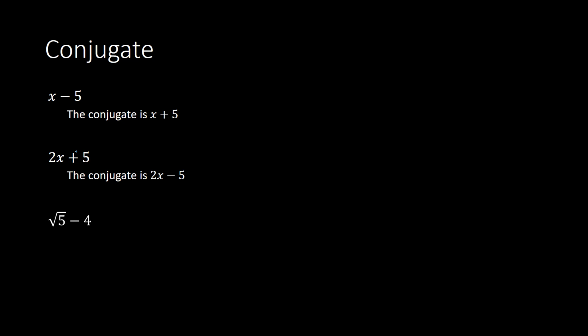So with radicals, if we had the square root of 5 minus 4, the conjugate would be the square root of 5 plus 4. And if you had the square root of 8 minus the square root of 3, the conjugate would be the square root of 8 plus the square root of 3.